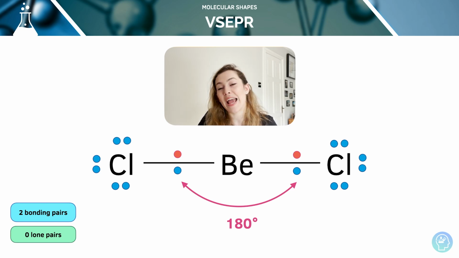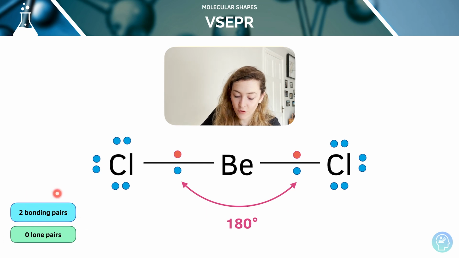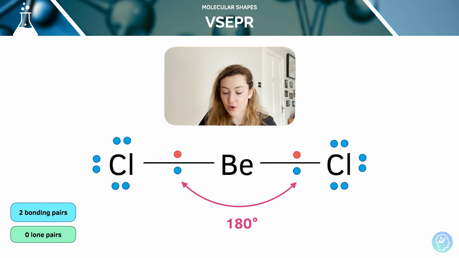So this is a linear shape. Effectively, it is flat. And the bond angle is therefore, of course, 180 degrees. And I'm keeping track here. If you've got 2 bonding pairs and 0 lone pairs, it's 180 degrees.